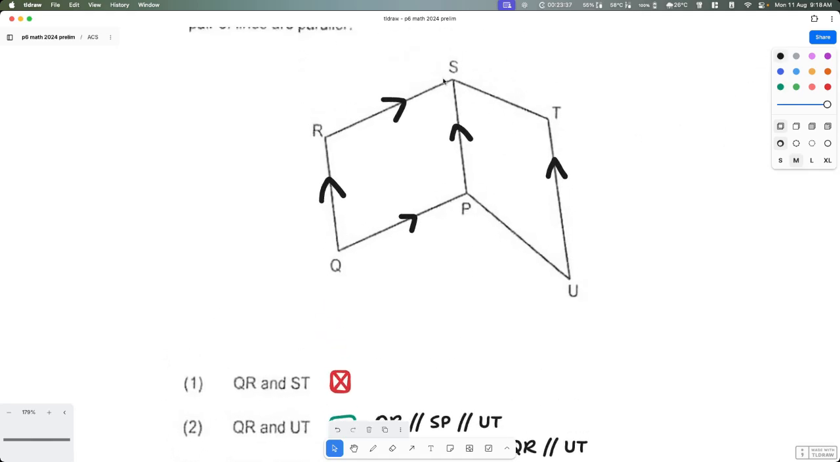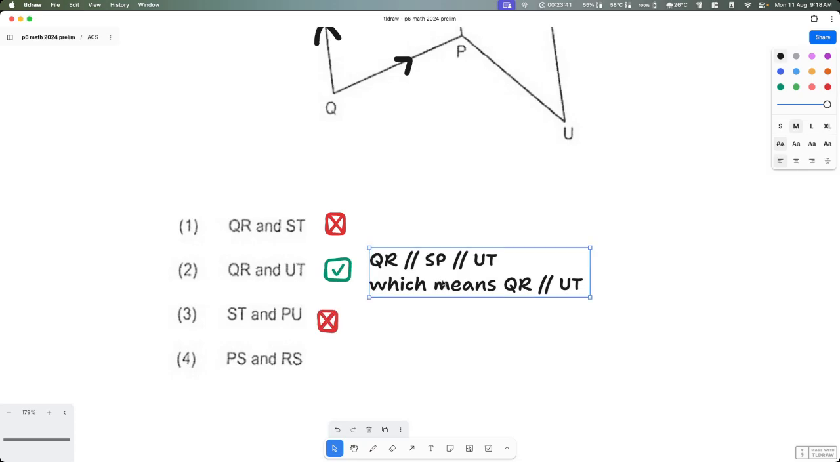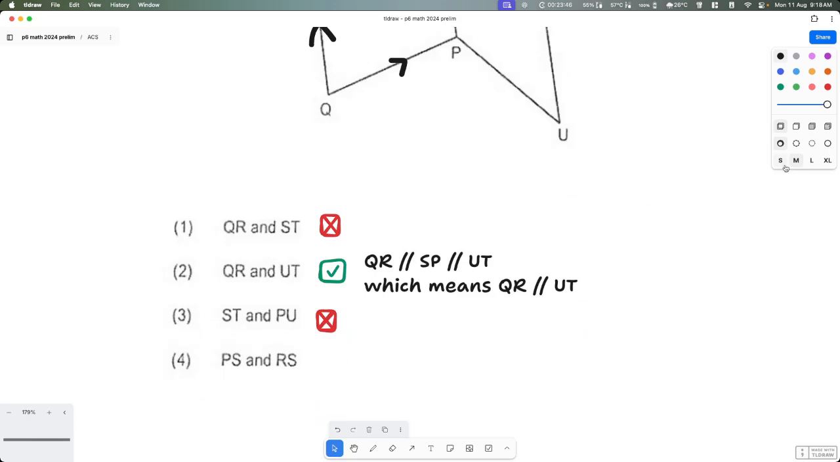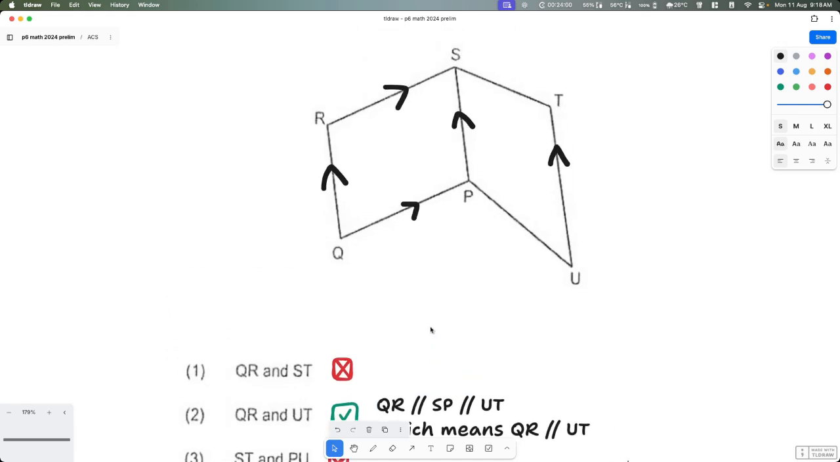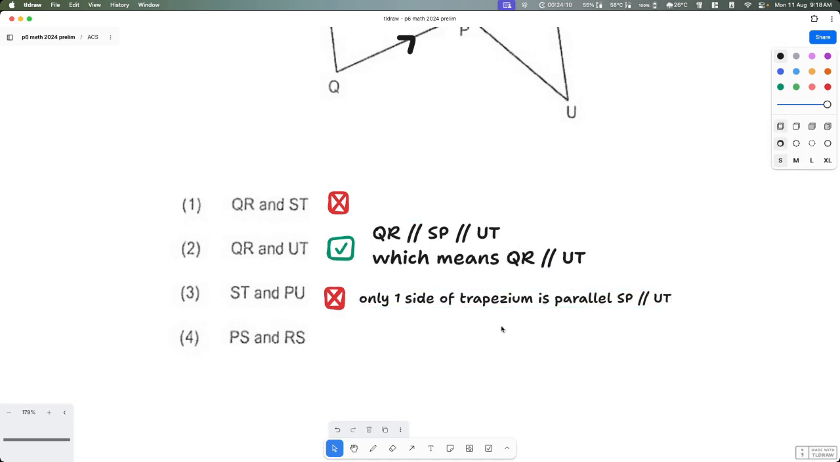All right, let's move on to the next one. ST and PU, nope, this is not. So in this case, it's not. We can write down here that only one side of the trapezium is parallel, which is SP and UT, which is this one, right? All right. Okay, so PS and RS.